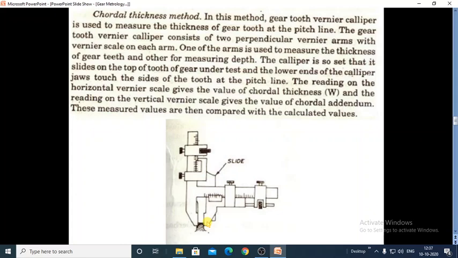The reading on the horizontal vernier scale gives the value of chordal thickness, that is W, and the reading on the vertical vernier scale gives the value of chordal addendum. These measured values are then compared with the calculated values. So here, by using these jaws, they measure the chordal thickness at the pitch circle diameter.